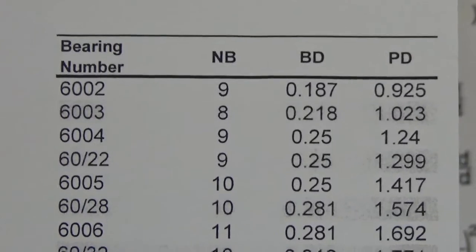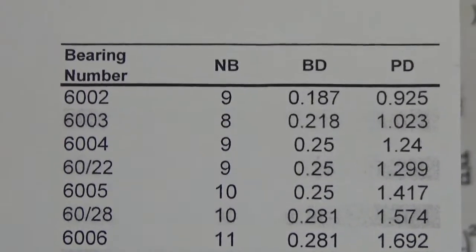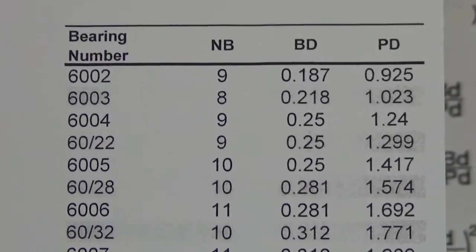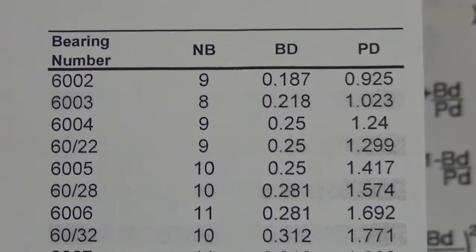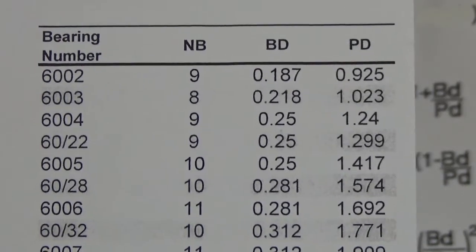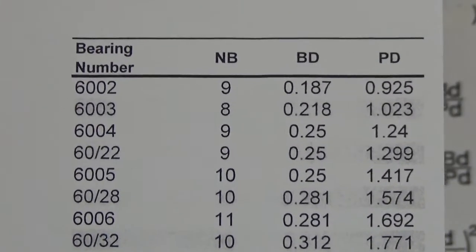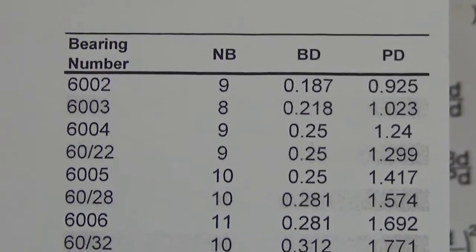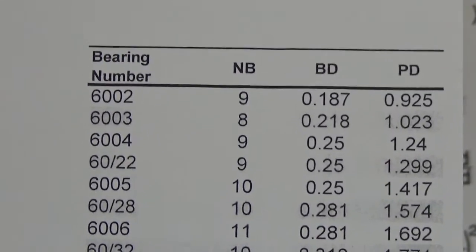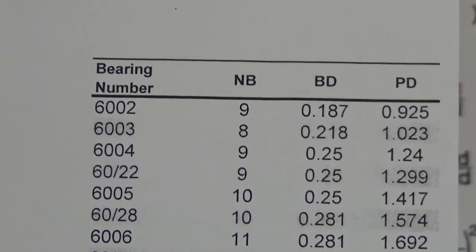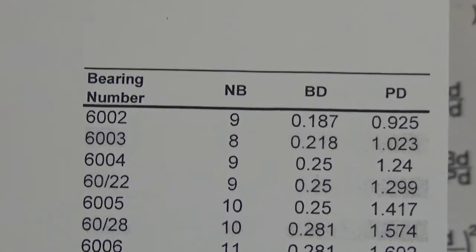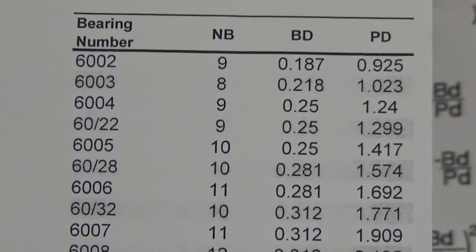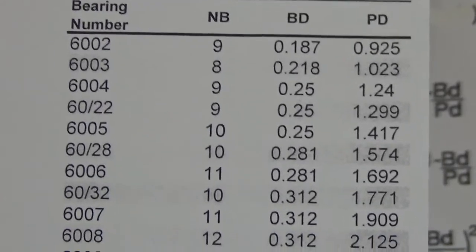Here you can see there are different types of bearings, their number is given, and information is also given how many number of balls are in each bearing, what is the ball diameter and what is the pitch diameter. Now this is the bearing number 6002 type. It will have 9 balls. Its ball will have diameter of 0.17 and pitch diameter is also given here 0.925. So all this information is given here.